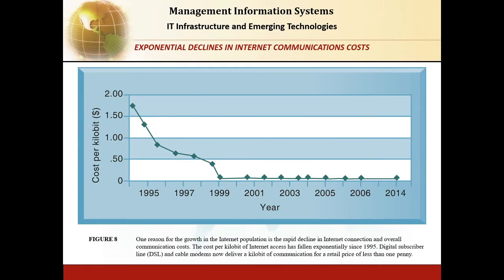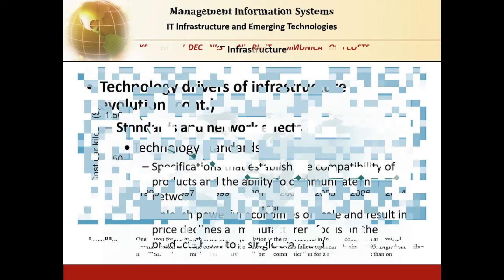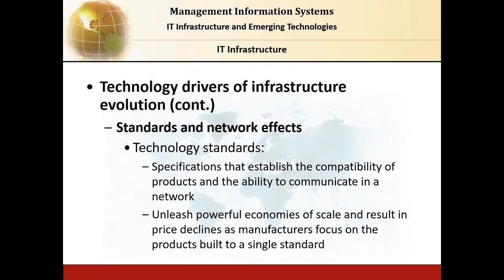Okay, so dito sa figure na to, makikita natin one reason for the growth of the internet population is the rapid decline in internet connection and overall communication cost. The cost per kilobit of internet access has fallen exponentially since 1995. Digital subscriber line (DSL) and cable modems now deliver a kilobyte of communication for a retail price of less than 1 penny. Okay, so yun po. So let's proceed to the next topic.